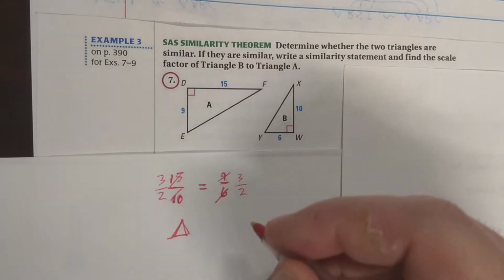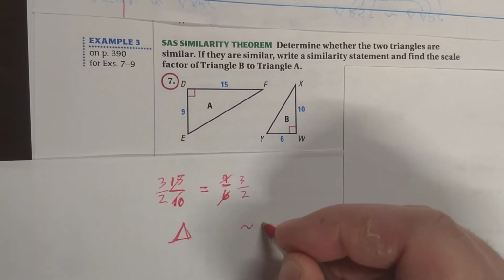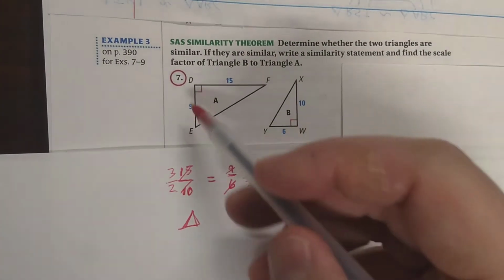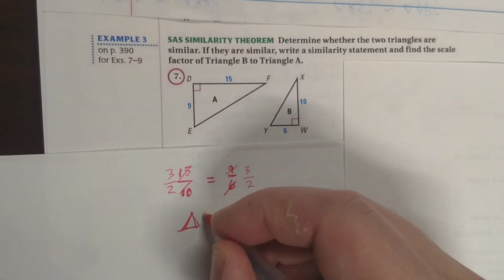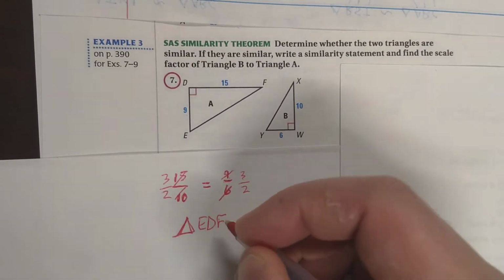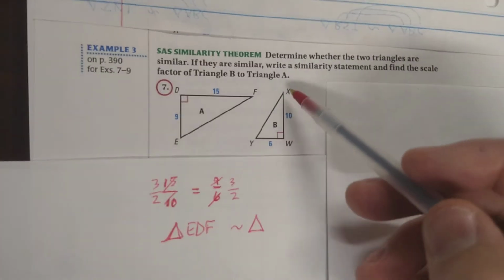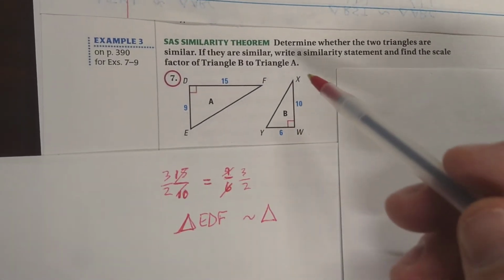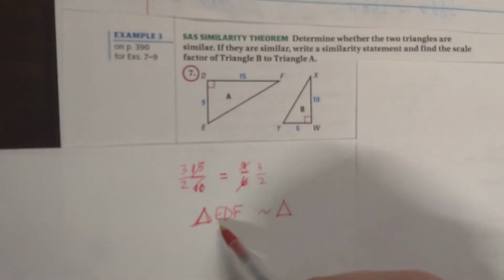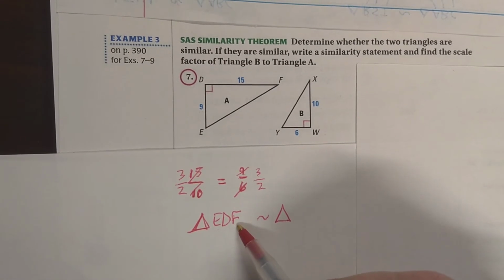So let's write a similarity statement. One triangle is similar to another triangle. If I call this one EDF, I need to call this triangle something. It might be XYW or WYX or WXY. I just got to make sure it matches up with E and D and F in that order.